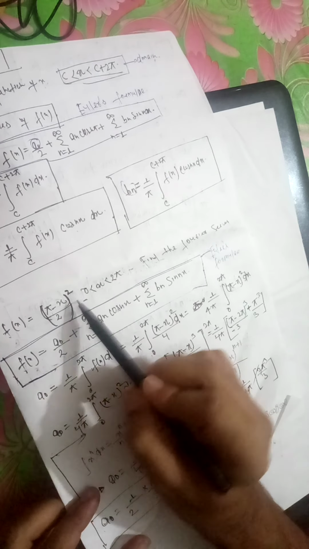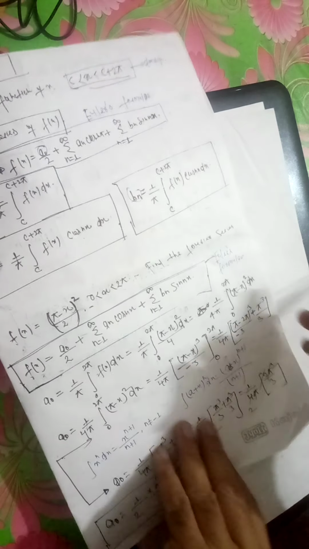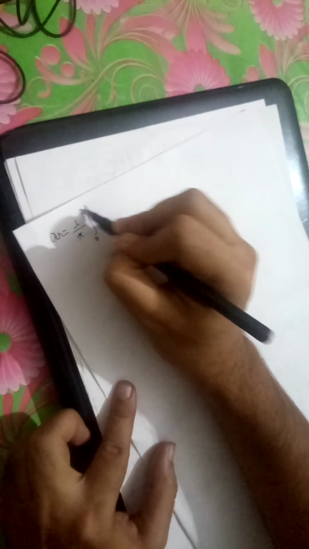The limit is 0 to 2 pi. Okay, the function on 0 to 2 pi is (pi minus x) upon 2 whole square, this is the function given. Now I'm going to find out the value of an. 1 by pi, limit 0 to 2 pi, fx cos nx into dx. So how to find out the an?